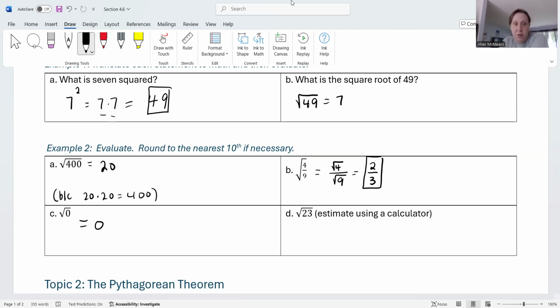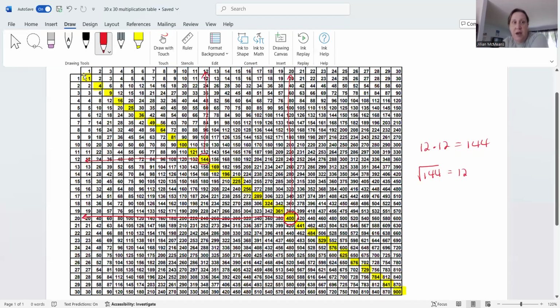So if I go to my multiplication table and I start looking down the diagonal, I have 1, 4, 9, 16, and then I go from 16 to 25 and then 36, and they just get bigger and bigger and bigger. So I would ask myself, well, where is the square root of 23? And the question is, it's not a perfect square. Okay? So this is not a perfect square. In fact, this is one of those irrational numbers.